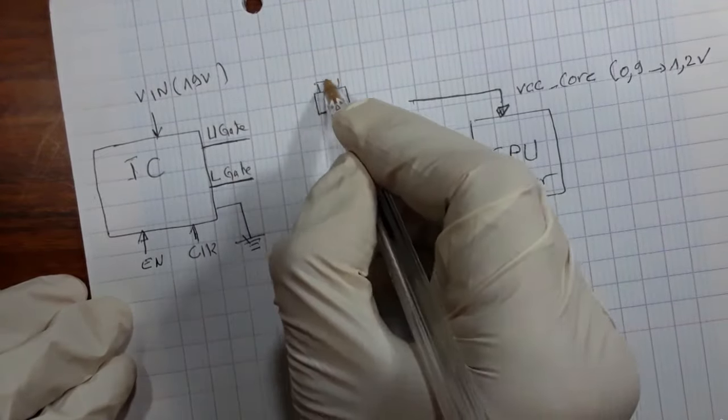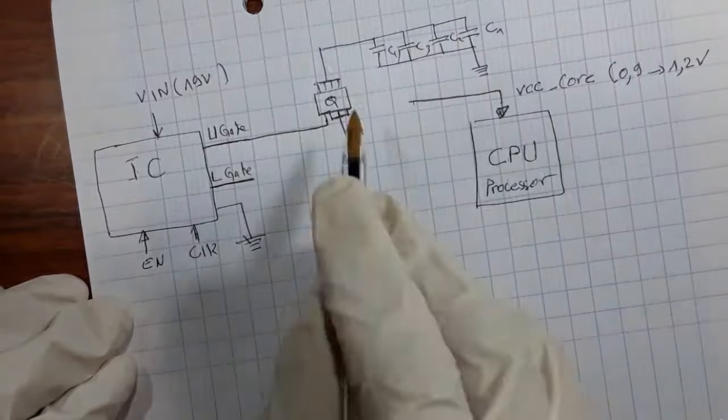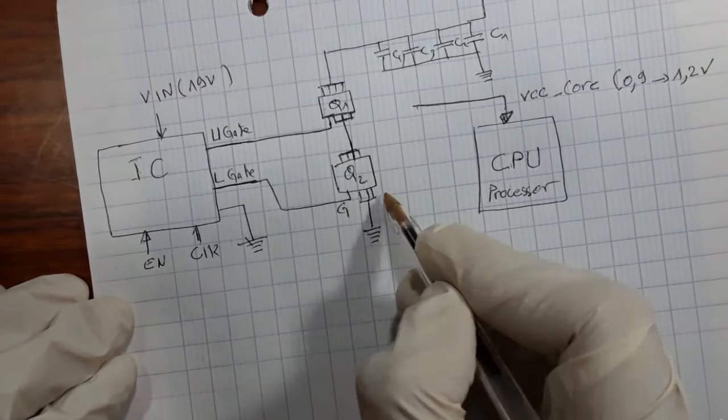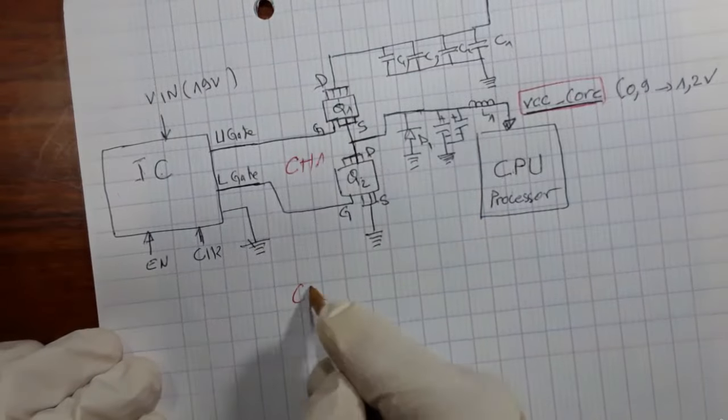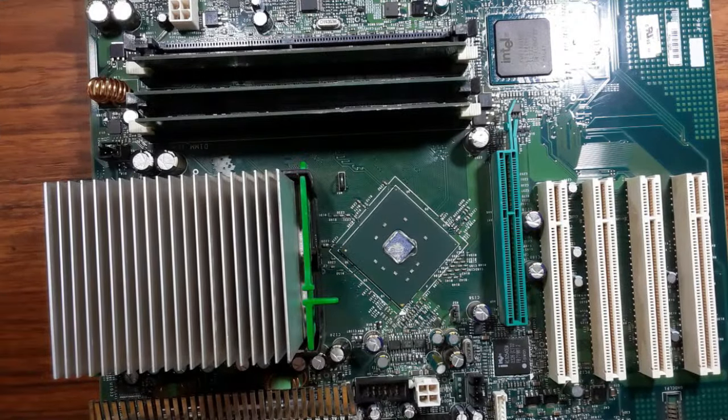We're also going to talk about schematics and circuit diagrams. You will be able to understand and analyze any circuit diagram. We will see the types of RAM and its power and much more. So let's see an overview of the desktop motherboard.